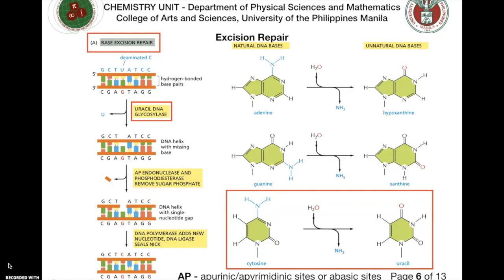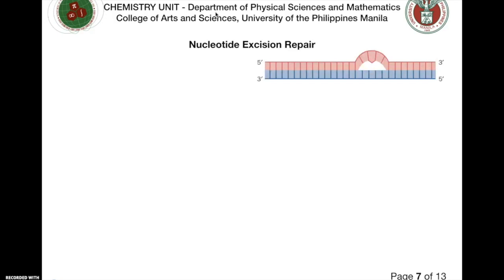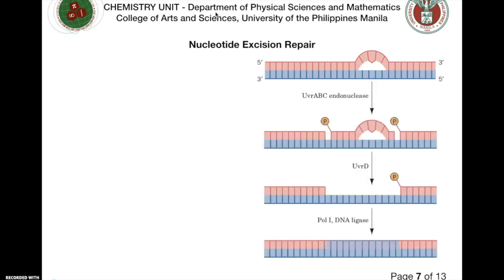After the base is cut out, AP endonuclease and phosphodiesterase enzymes cut the remaining sugar phosphate, which will be replaced by DNA polymerase and sealed by DNA ligase. Another type of excision repair, called nucleotide excision repair, involves the removal of two or more mutated bases. In this type of repair, instead of removing just one nucleotide, a region which spans the mutated bases will be removed, replaced by DNA polymerase, and sealed by DNA ligase.